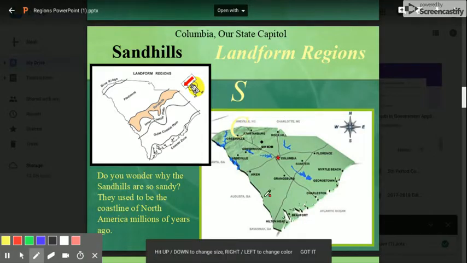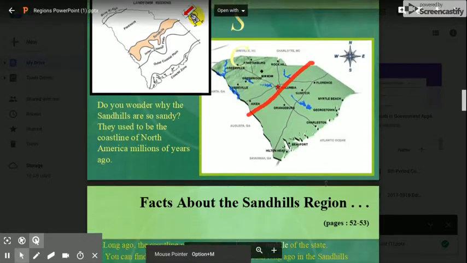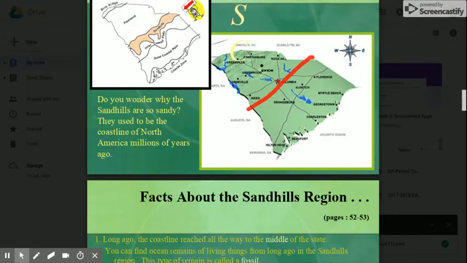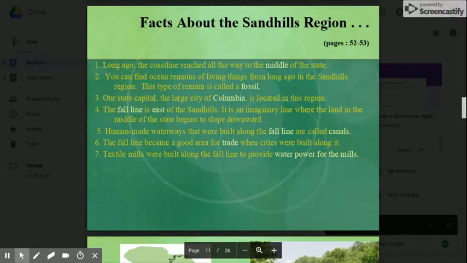So, guys, this used to be the coast. Right there, that red line. Obviously, it is not anymore, and we are talking millions and millions and millions of years ago, okay? You will learn about plate tectonics and shifting and all of that in science here later. Long ago, the coastline reached all the way to the middle of the state. That's why we find a lot of fossils.